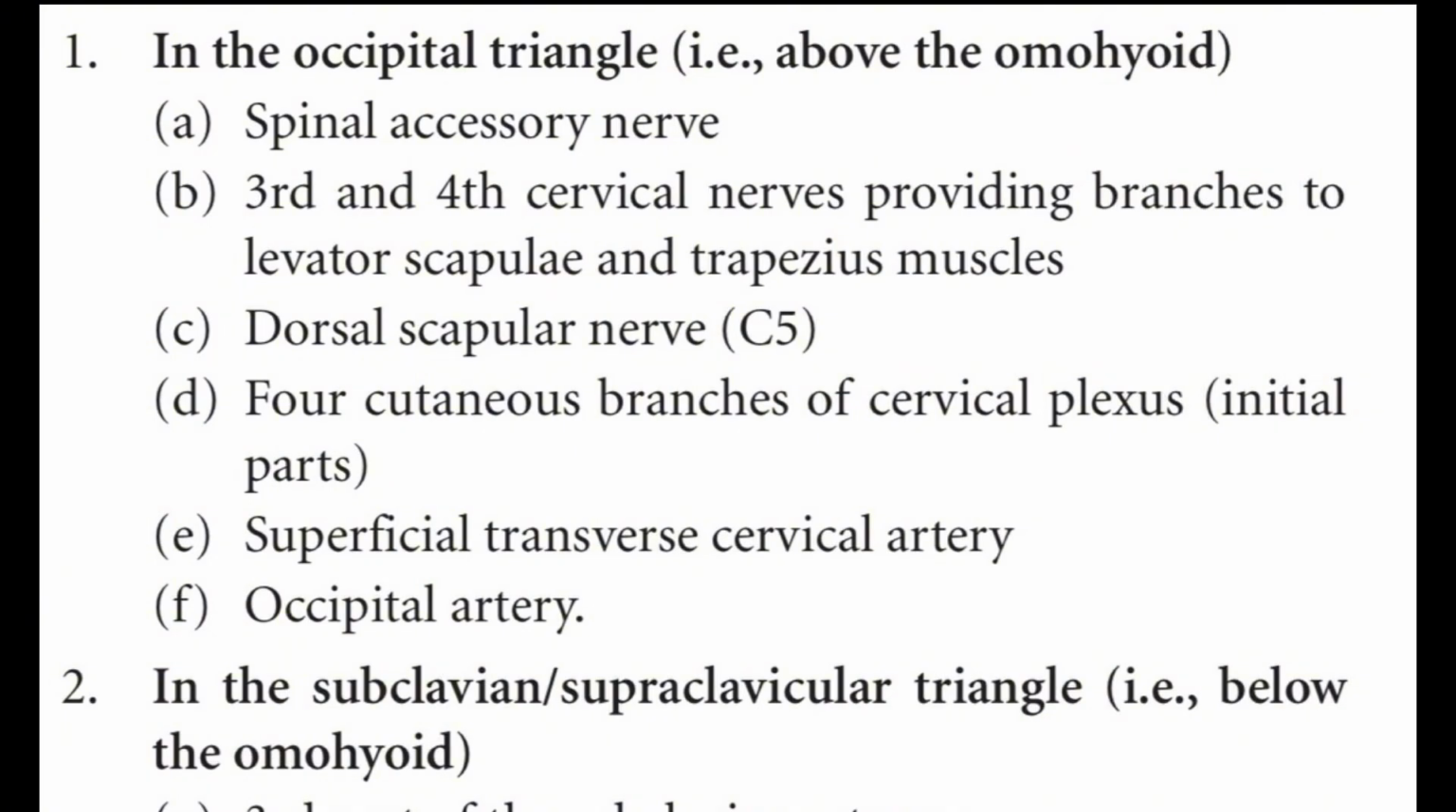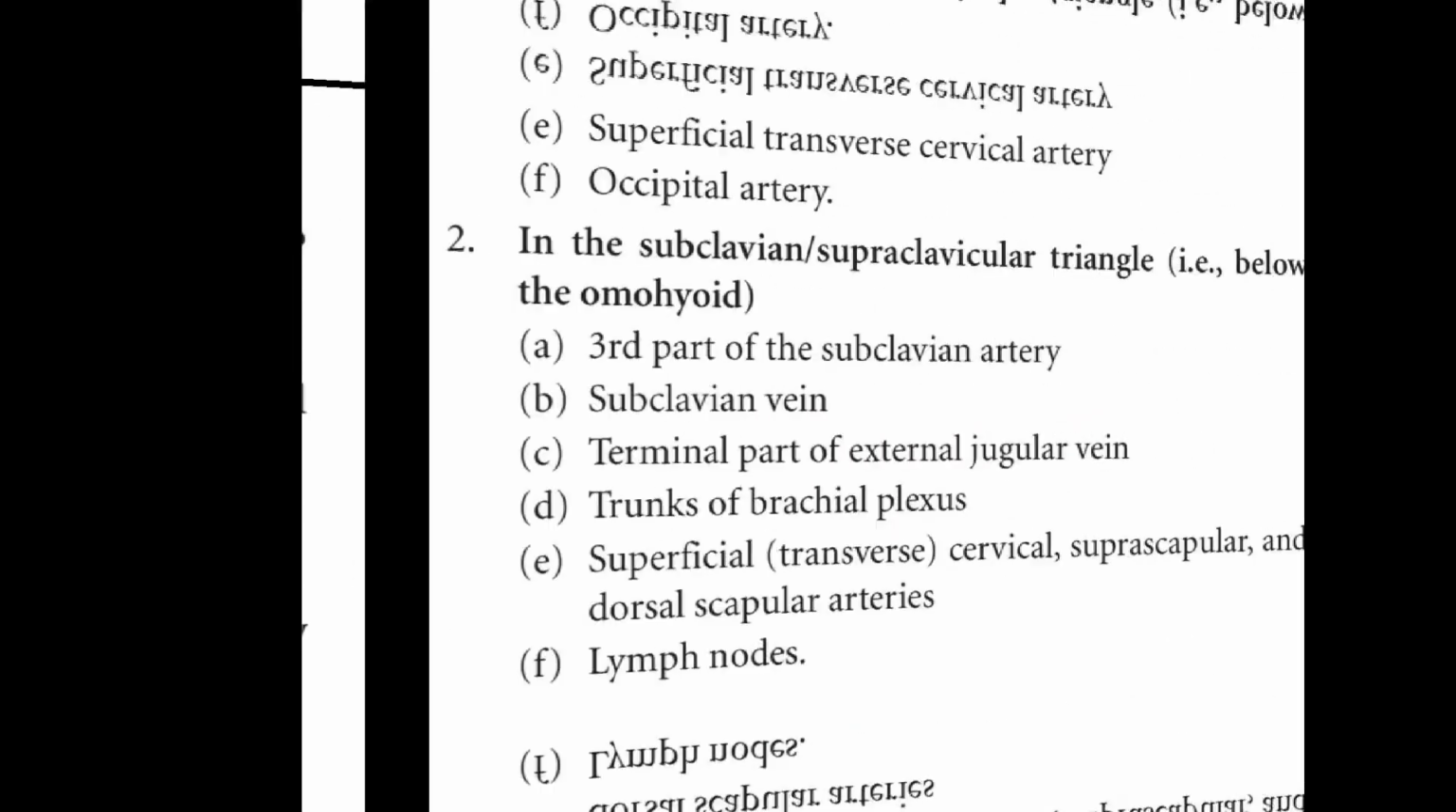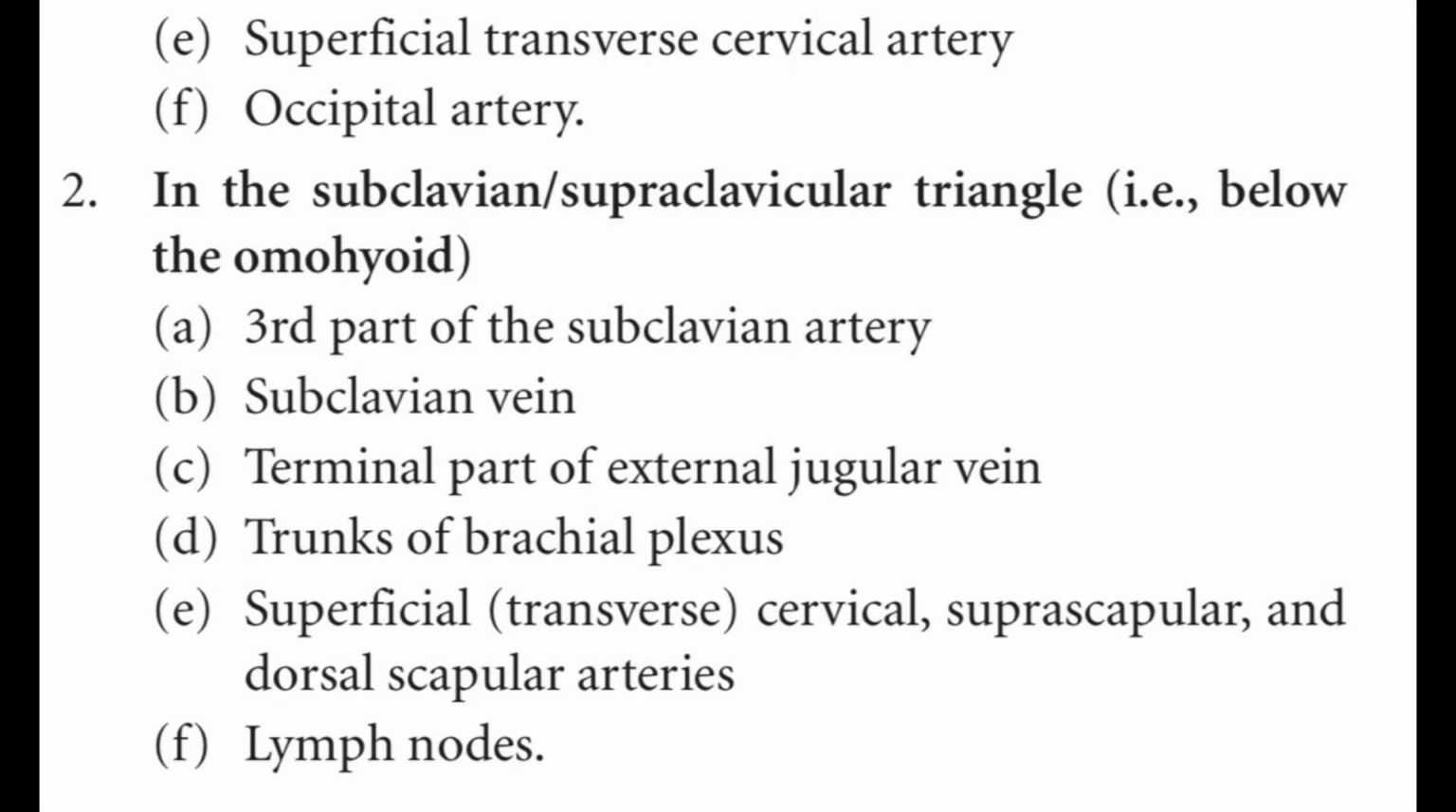Now you have the superficial transverse cervical artery, don't forget it. And you have the occipital artery. So in the occipital triangle, you have the occipital vessels. You get it now? Again, the occipital artery, superficial transverse cervical artery, four cutaneous branches from the cervical plexus, the dorsoscapular nerve, the spinal accessory nerve, and the third and fourth cervical nerves, which supply the levator scapulae and the trapezius muscle.